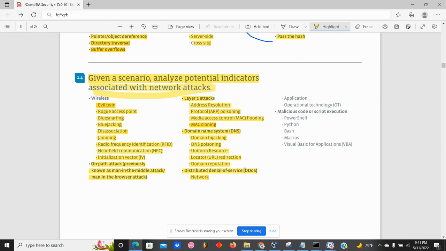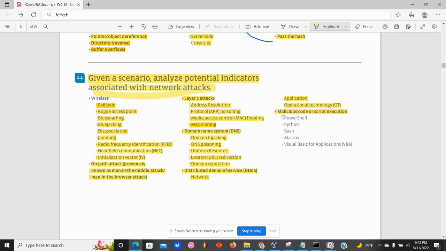Distributed denial of service. You could basically send a lot of bots to deny the service of networks. You could do the same thing to applications, and you could do the same thing to operational technology, such as SCADA and manufacturing computers.